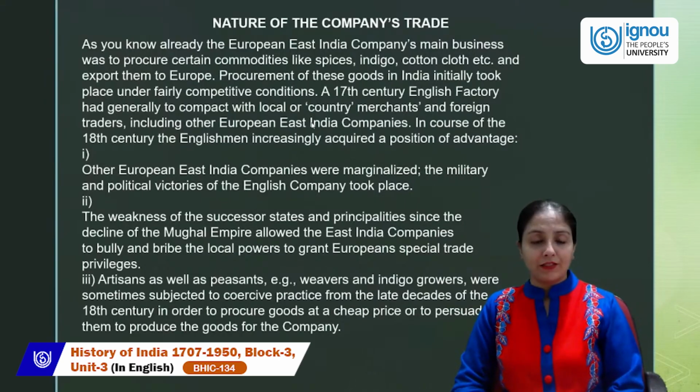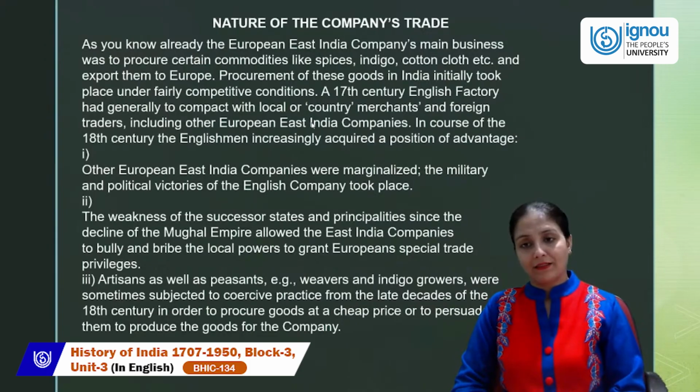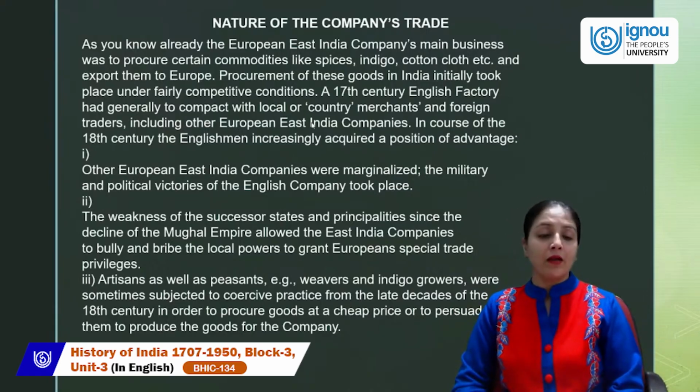In the course of the 18th century, the Englishmen increasingly acquired a position of advantage. Number one, other European East India companies were marginalized. The military and political victories of the English East India Company took place. Number two, the weakness of successor states and principalities since the decline of the Mughal Empire allowed the English East India Company to bully and bribe the local powers to grant Europeans special trade privileges.